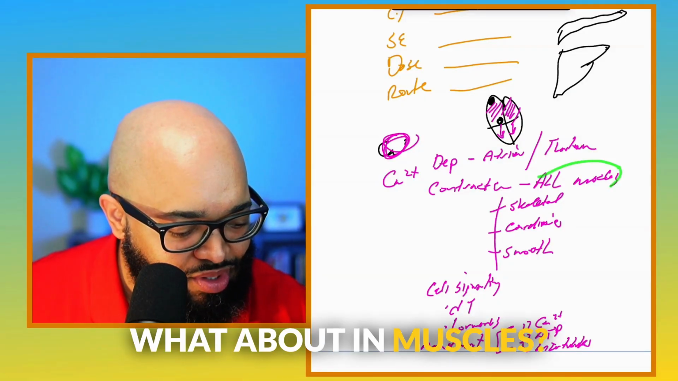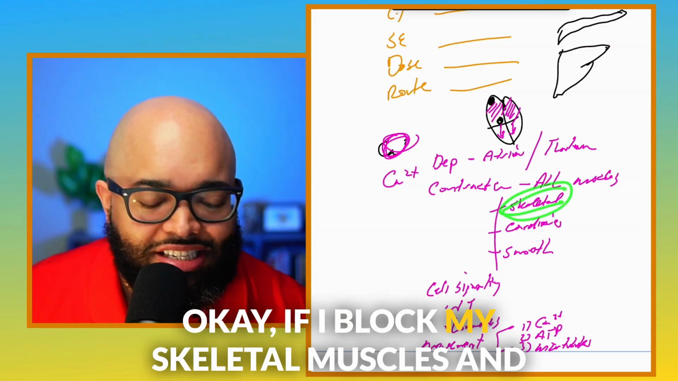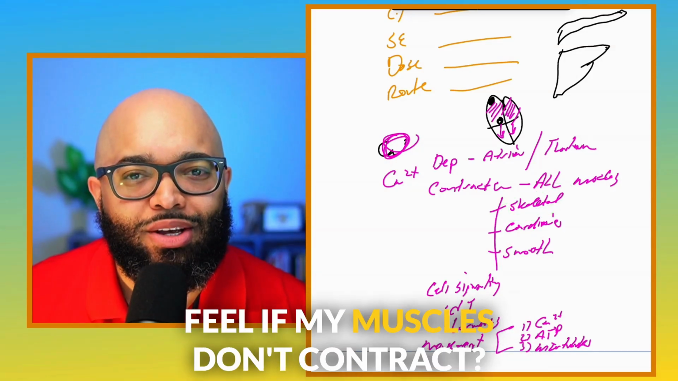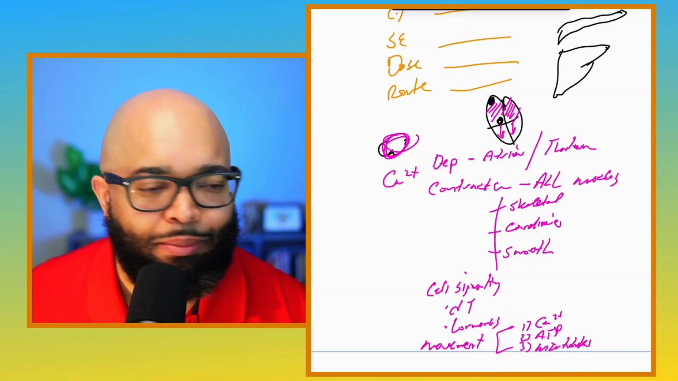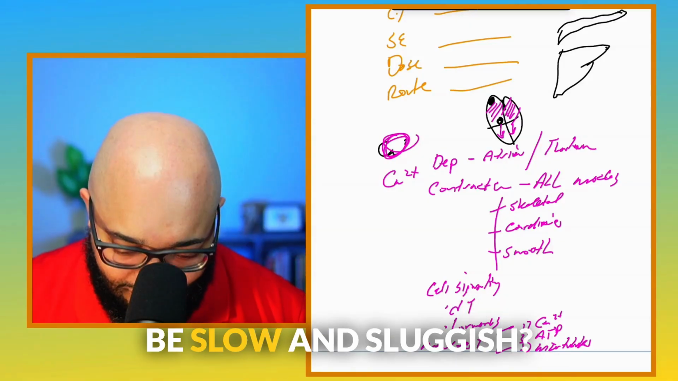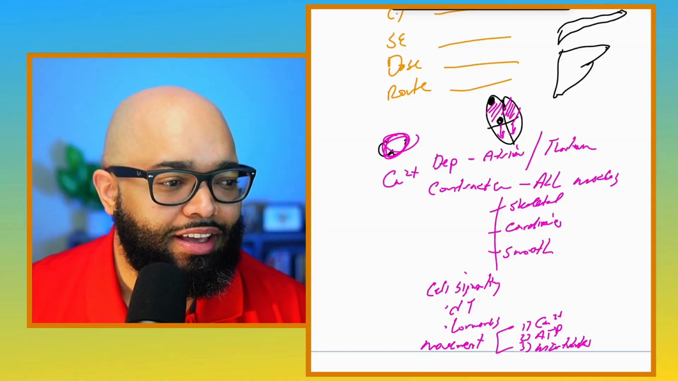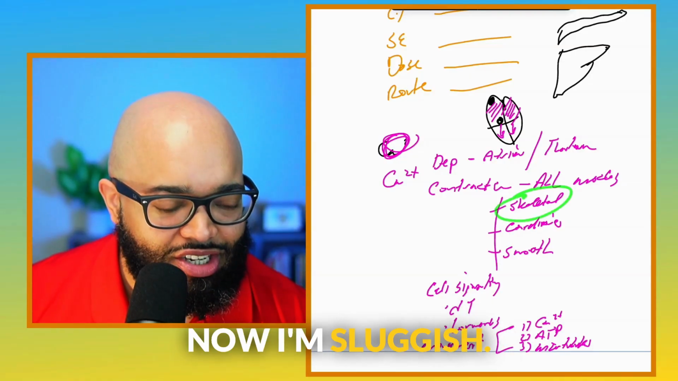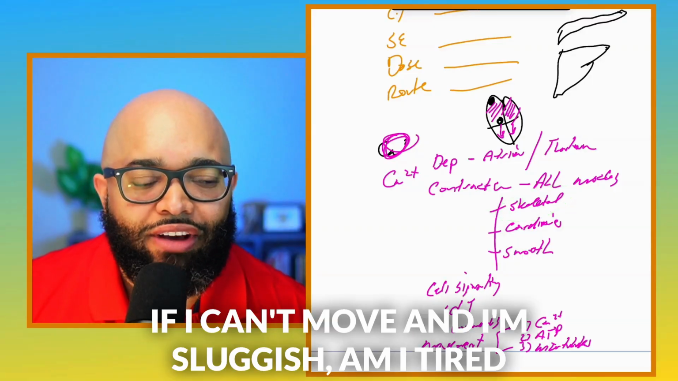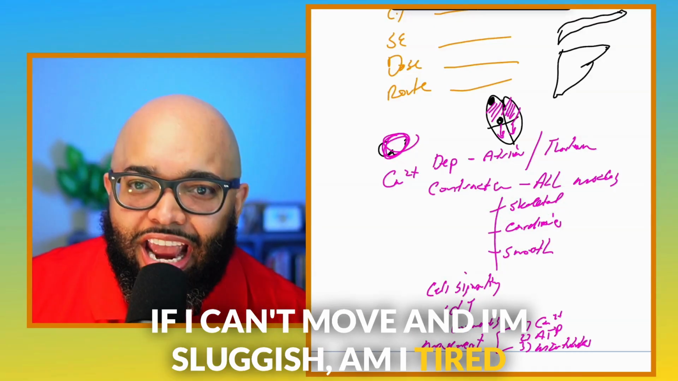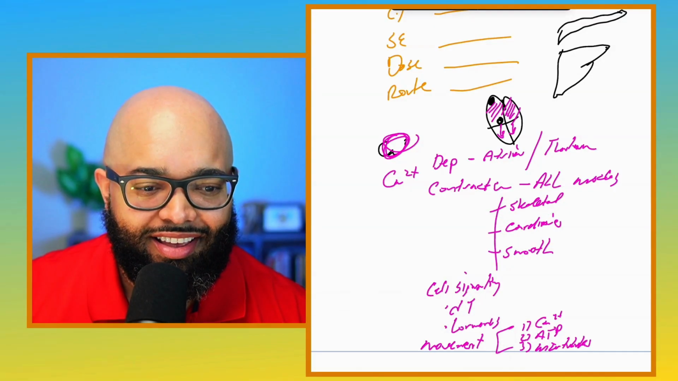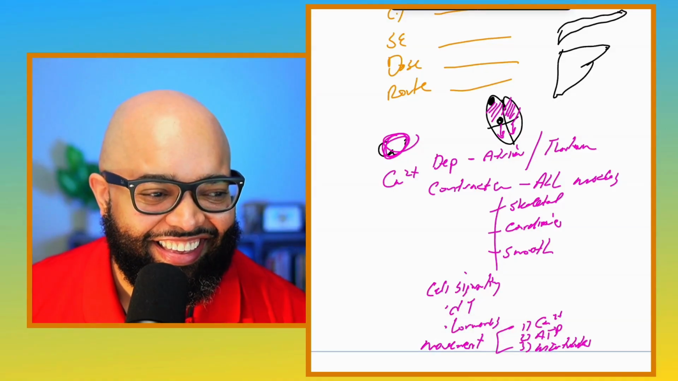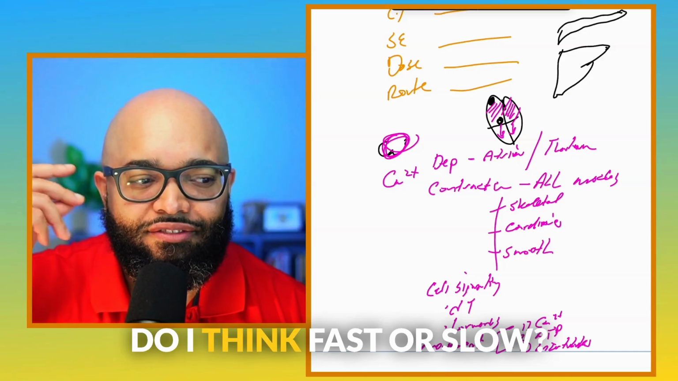What about in muscles? Okay, if I block my skeletal muscles and they can't contract, how am I going to feel if my muscles don't contract? Am I going to be all energetic or am I going to be slow and sluggish? So if I give this calcium channel blocker, it blocks my muscles. Now I'm sluggish. I can't move. If I can't move and I'm sluggish, am I tired or full of energy? Do I move fast or slow? Okay. Do I think fast or slow?